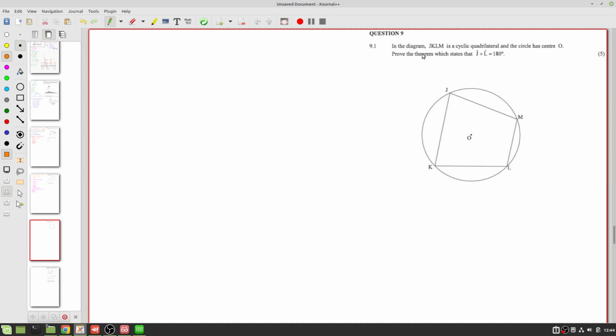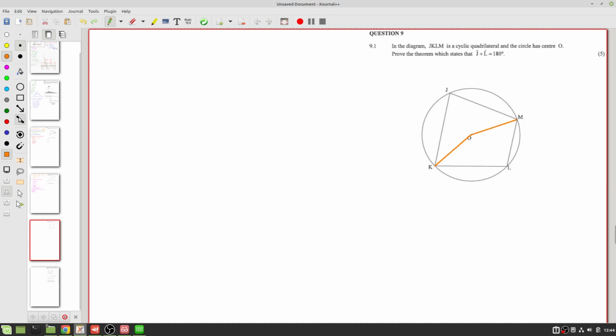It says in the diagram JKLM is a cyclic quadrilateral, as we can see, and has a center of O. Now we need to prove the theorem which states that angle J plus angle L together make 180. That's the theorem we should know, and now we have to prove why that's true. So I would suggest let's connect some lines here. Let's do KO and OM.